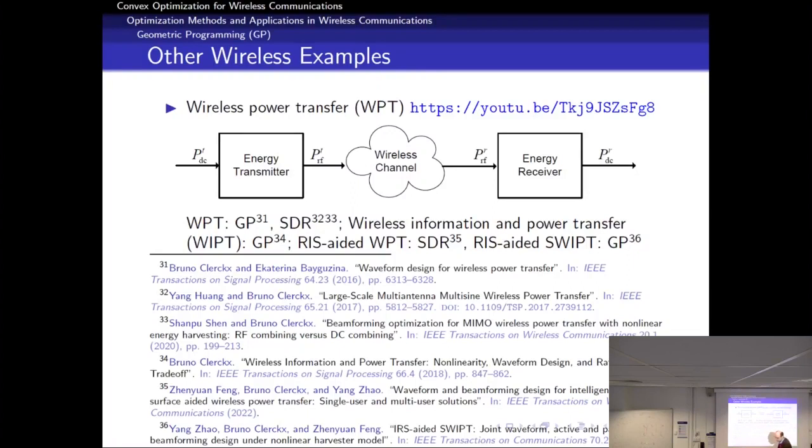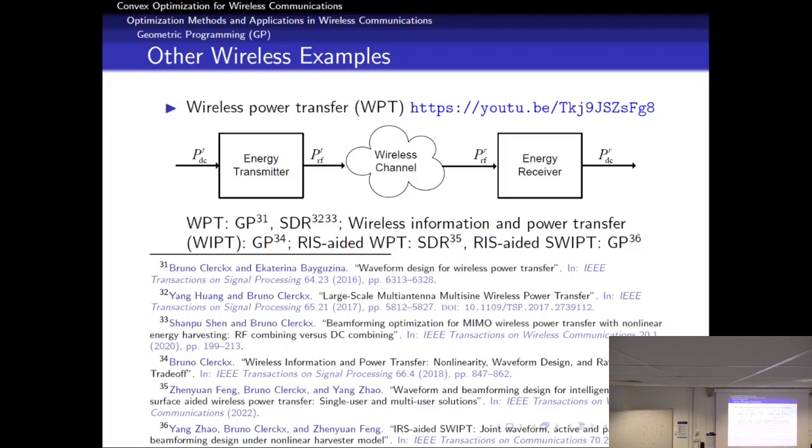No communication, or at least at first, is just doing wireless power transfer. So you use radio waves, but to power up devices. Right? So you have a transmitter, you have a wireless channel, and you have a receiver. And what you want to do is design your signals at the transmitter, the ones that you will broadcast, in the most efficient way so that you can maximize the amount of DC power that you deliver at the output of an energy harvester.